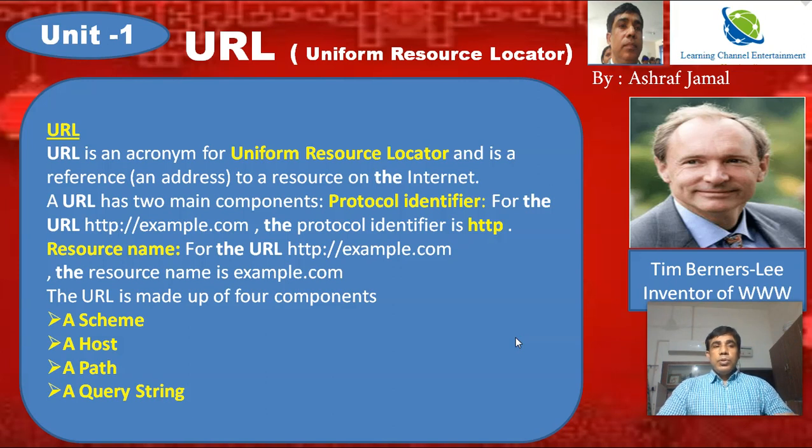URL is an acronym for Uniform Resource Locator and is a reference, means an address, to a resource on the internet. A URL has two main components: protocol identifier and resource name. For the URL http://example.com, HTTP is basically the protocol. The protocol identifier is HTTP. Resource name, example.com, is the resource name. The URL is made up of four components: a scheme, a host, a path, a query string. So now let us see in detail.